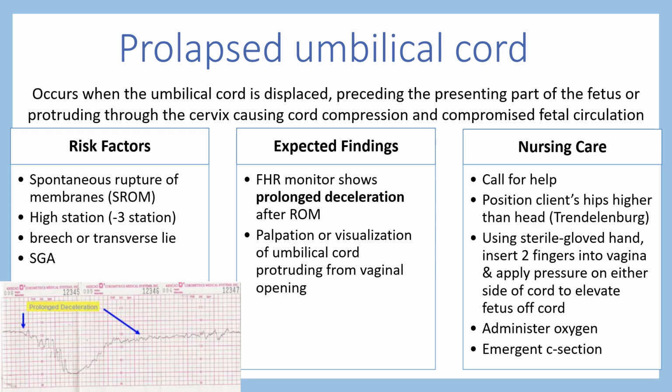Nursing care for a client with a prolapsed umbilical cord starts with calling for help. This is an emergent situation. Other nursing care is aimed at trying to lift the fetus off the umbilical cord and oxygenate the fetus. The client needs to be placed in the Trendelenburg position with her hips higher than her head. With a gloved hand, insert 2 fingers into the vagina and apply pressure on either side of the cord to lift the fetus off the cord. Administer oxygen to the client and transport the client to the OR for an emergent cesarean section.